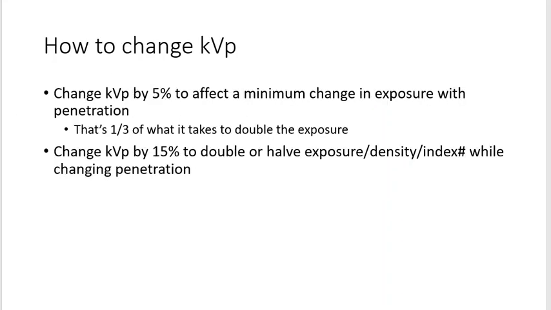So how to change it? Well, a 5% change in kVp is the minimum amount that you would change just to affect any kind of difference at all. So we tend to focus on 30% change in mass as the minimum amount of mass that you would want to change to just make a visible difference on the image.